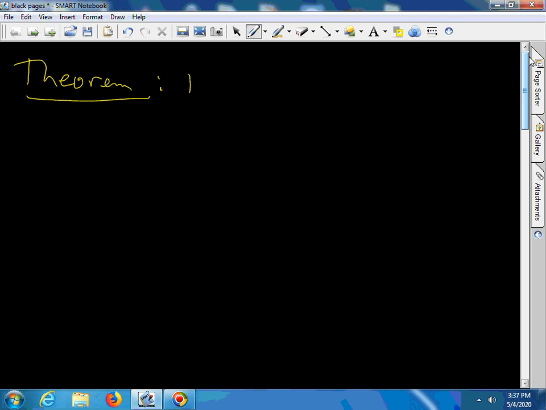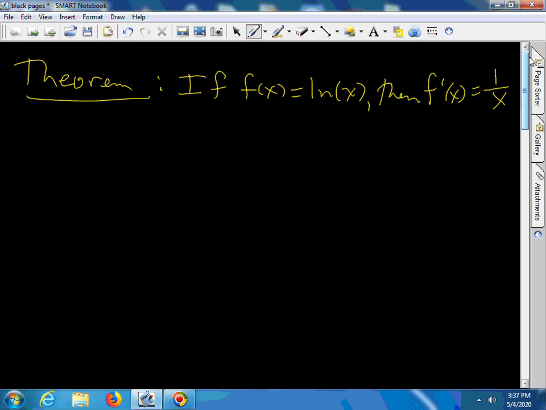So now let's try to derive this formula. Let's first state it as a theorem. If f of x is equal to ln of x, then f prime of x is equal to 1 over x. And the proof is going to come from the definition of derivative and logarithms.